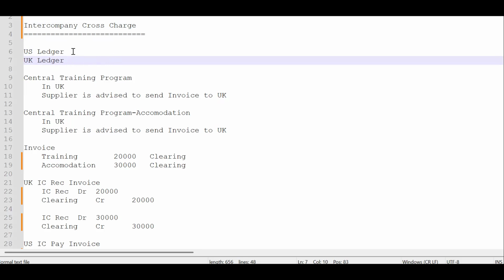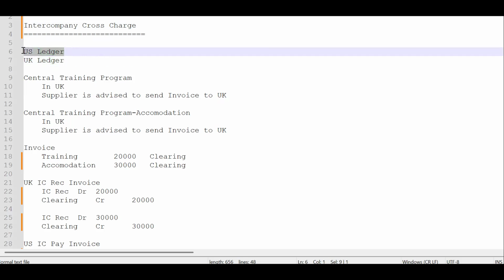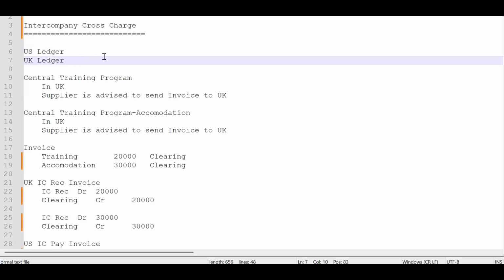So even if the training is given to a US employee, which ultimately belongs to the US ledger, that training will be given in the UK location. And the vendor provides the accommodation as well as the training program, both. Now, in this case, the agreement has been done in such a way that the vendor is not concerned whether the trainee is from US or UK. For him, a trainee is a trainee, right?